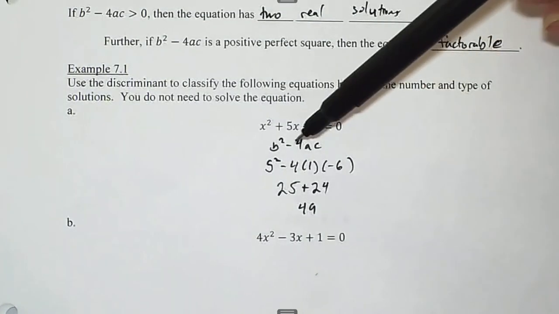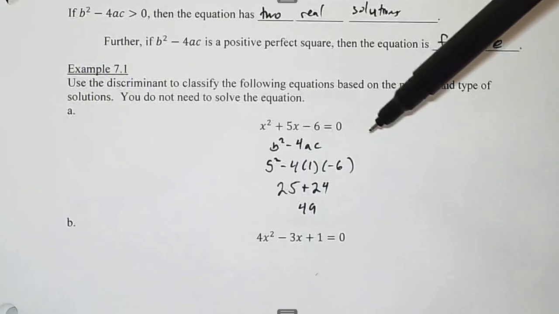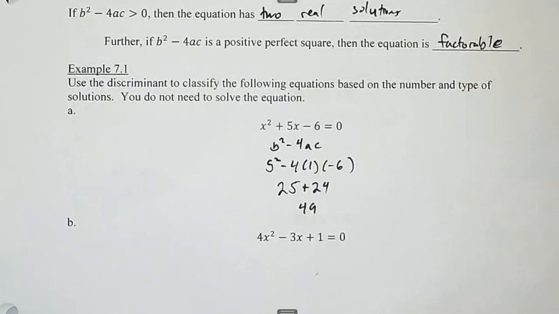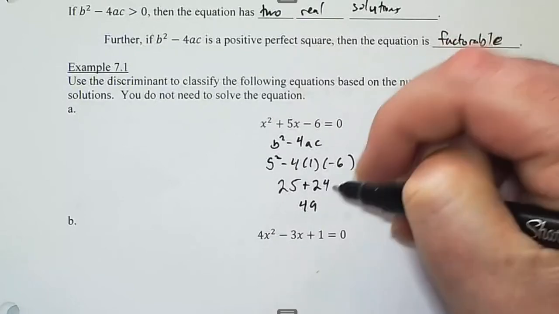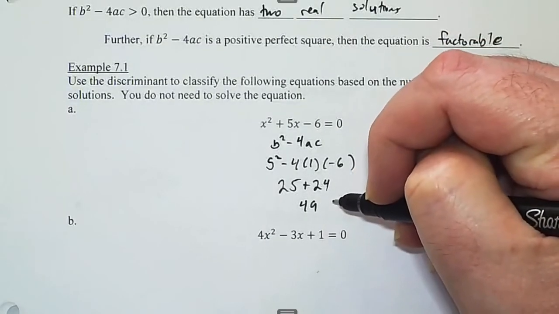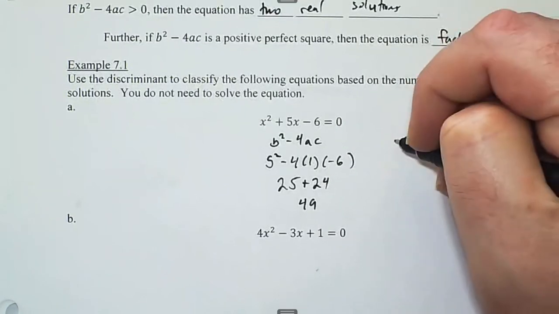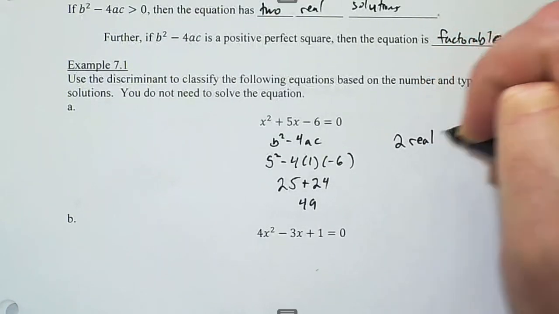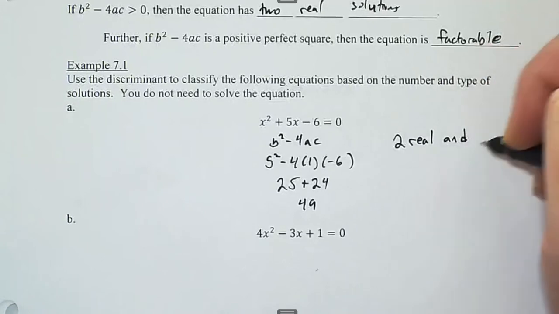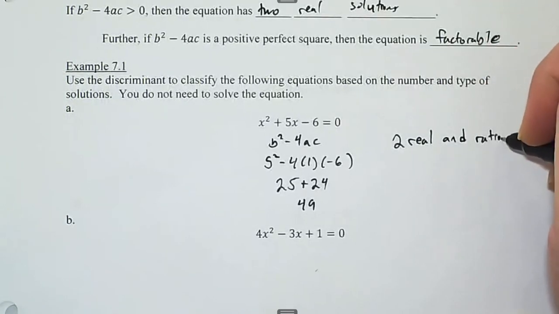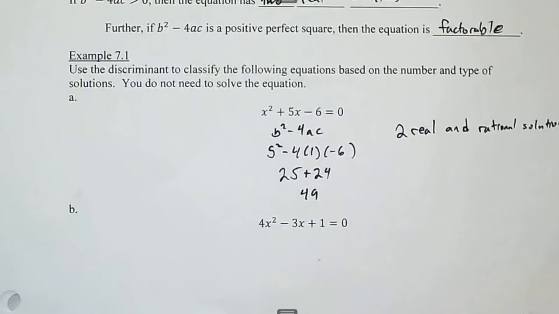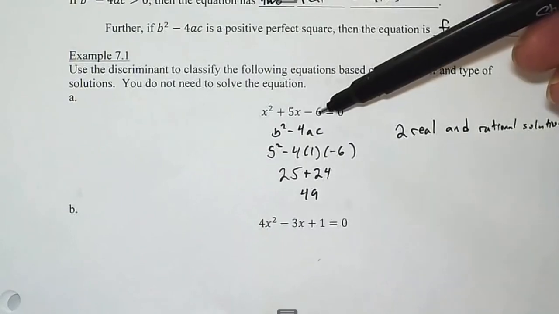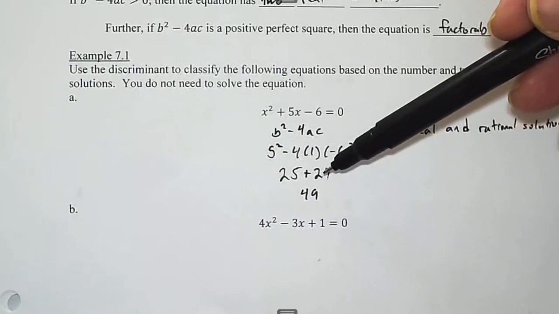I just plugged in for b squared minus 4ac. All right, so because this is a positive number, we're going to have two real solutions. So we're going to say two real and rational solutions because it was factorable. And in fact, you can see that it is factorable. If the equation is factorable, the discriminant will be a perfect square.